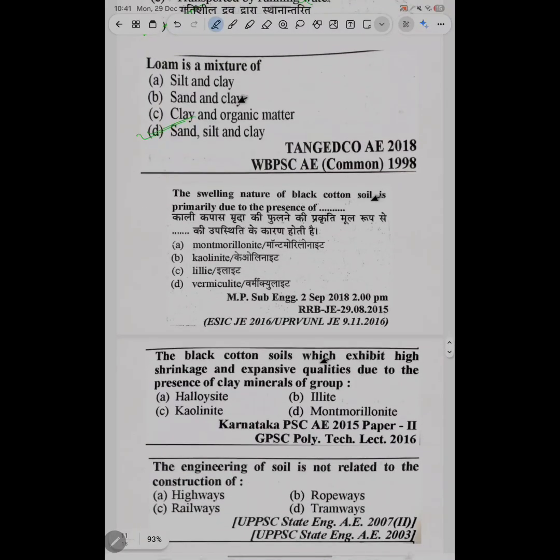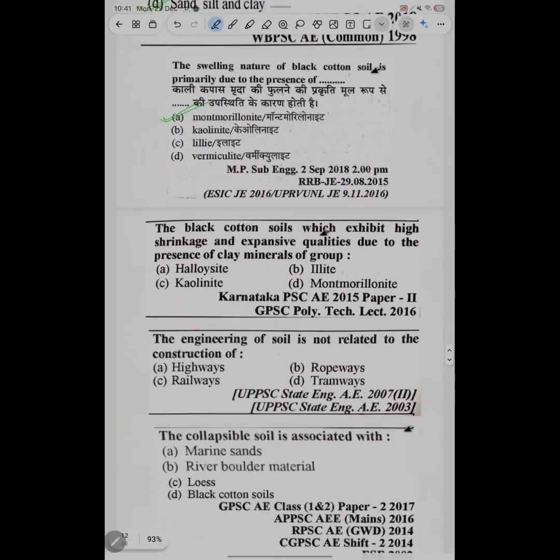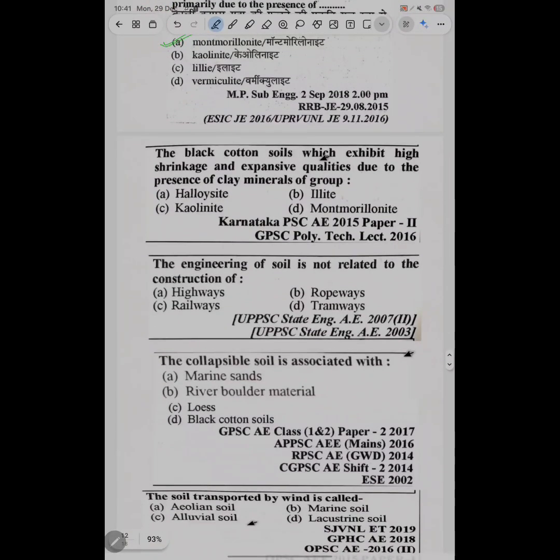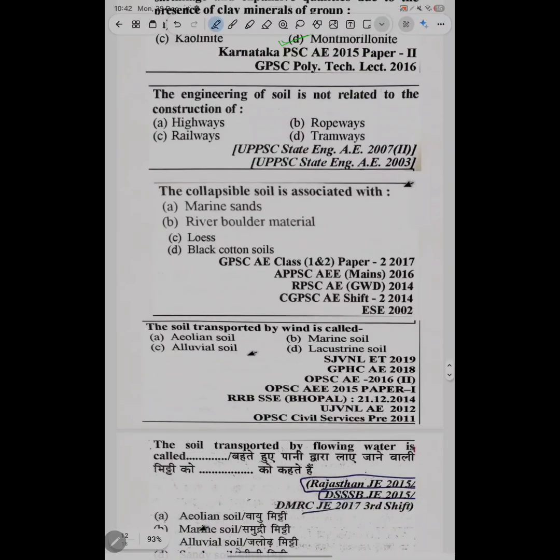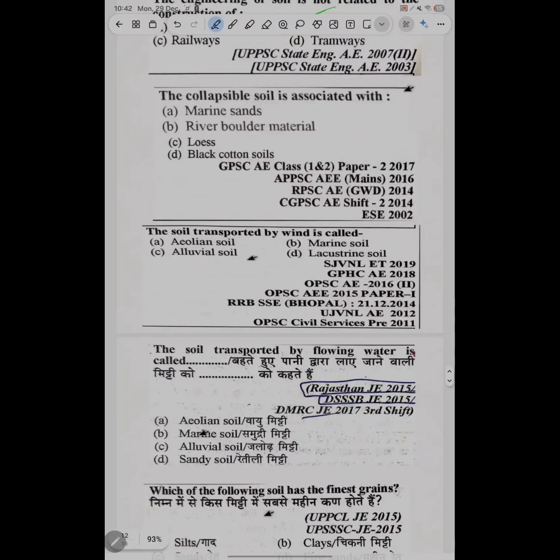Next, the swelling nature of black cotton soil is primarily due to the presence of montmorillonite. Montmorillonite has higher swelling, shrinkage and plasticity. Next, black cotton soil exhibits high shrinkage and expansive qualities due to the presence of clay minerals of the group called montmorillonite. Okay. The engineering of soil is not related to the construction of ropeways. Option B. Okay, next, the collapsible soil is associated with loess. So many times we discussed collapsible soils.